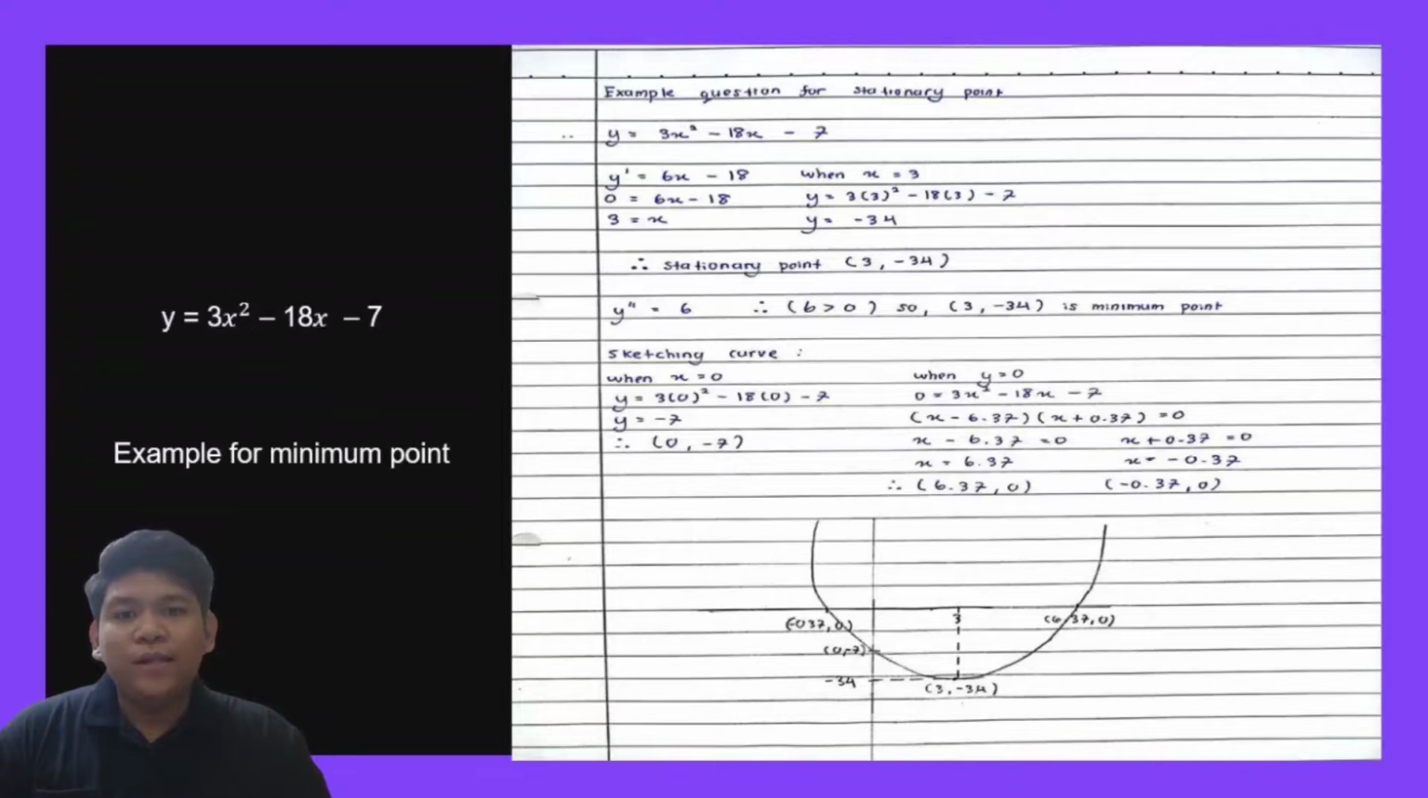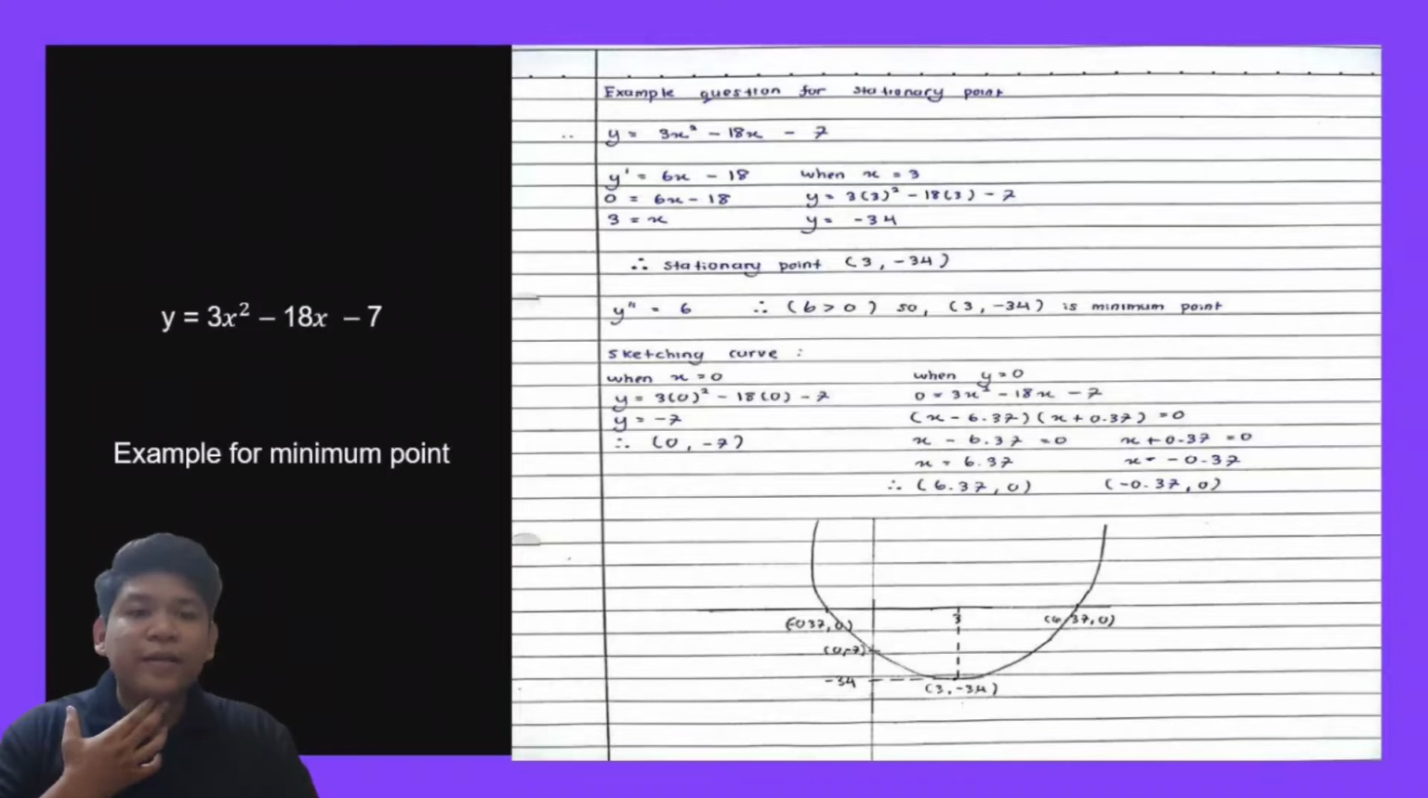Okay, now we need to find the value of x. So we set y prime to 0. So it will be 0 equals 6x minus 18. So the value of x is 3. Now to find the value of y, we substitute x as 3. So y equals 3 times 3² minus 18 times 3 minus 7. So the value of y is negative 34. In conclusion, the stationary point is (3, -34).